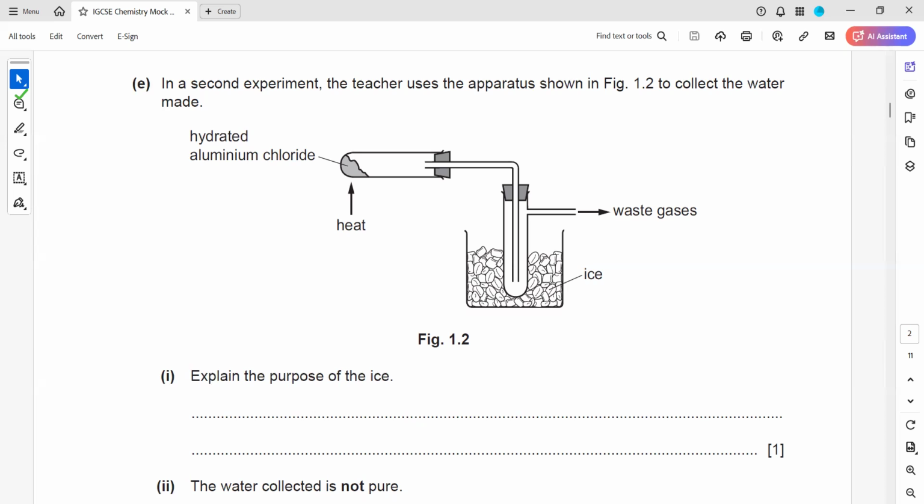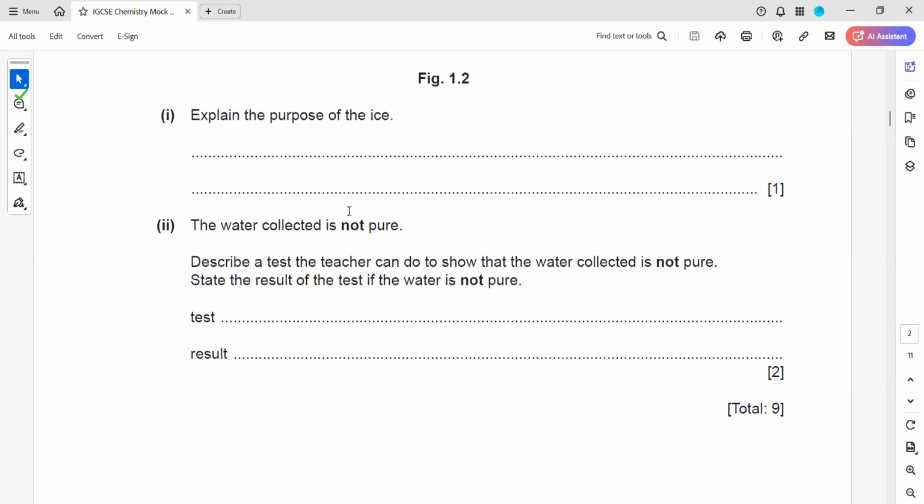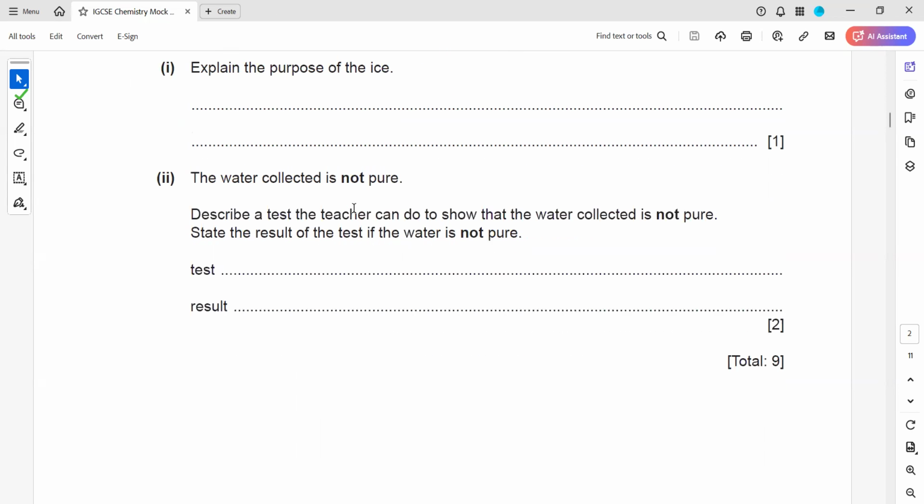So state that the steam will convert into a liquid or water, you can say that. Next is the water collected is not pure. Describe a test a teacher can do to show that the water collected is not pure.